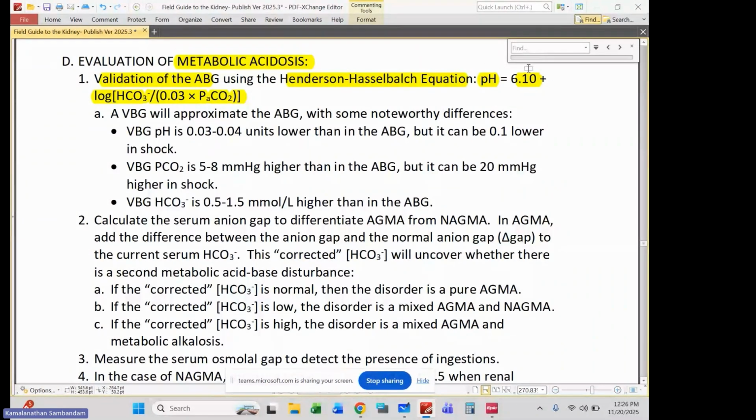pH equals the pKa plus the log of the conjugate base over its acid. Okay, that's the general Henderson-Hasselbalch. Here's the specific for the carbonic acid buffer system. Okay, now you'll know some of your rules of thumb for converting VBGs and ABGs. So VBGs do approximate the ABG, though there are some differences.